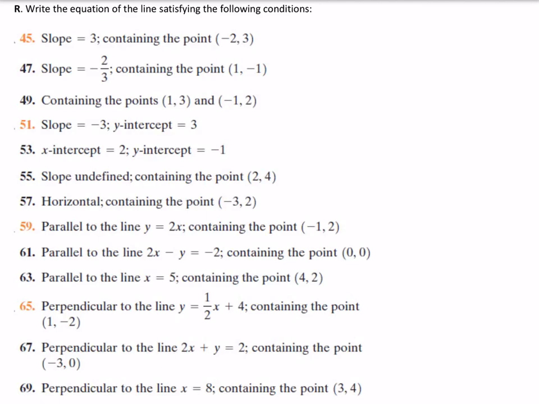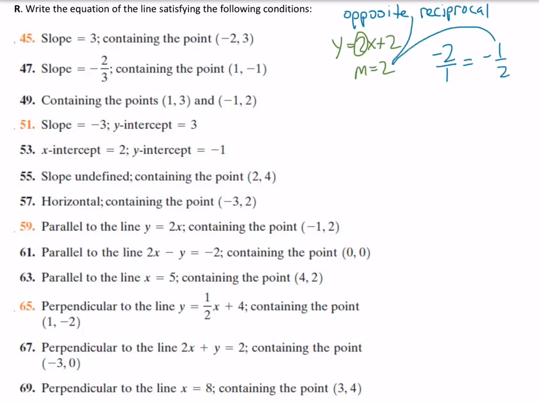So where parallel is the same slope, for perpendicular you use the opposite reciprocal. So if the other line was y equals 2x plus 2, the slope being 2, the opposite reciprocal would be: if it's positive, it becomes negative, and if it's negative, it becomes positive. So it becomes negative 2, and then you take the reciprocal, meaning you flip it over, which is going to be negative 1/2. So the opposite reciprocal of 2 is negative 1/2. That's an example of opposite reciprocal.